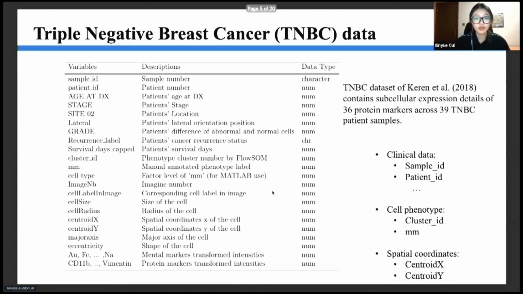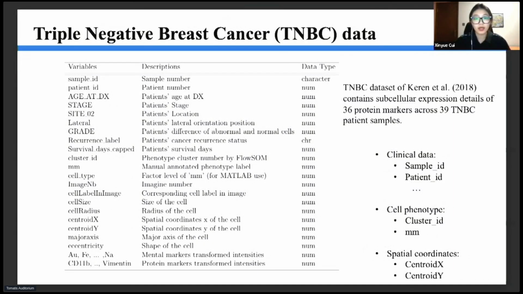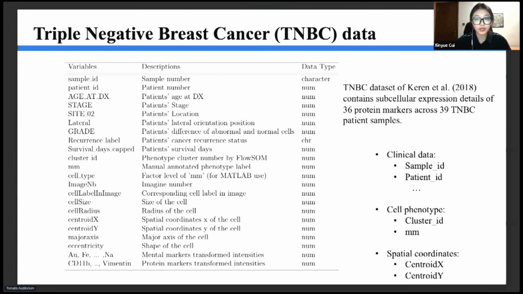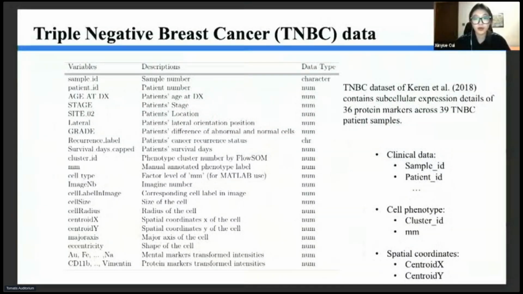So now let's look at the data set used in the thesis. The triple negative breast cancer TNBC dataset is by Carey, and this contains 39 TNBC patient samples and subsequent expression details for 36 proteins. This data includes variables like sample ID and patient ID, which correspond to the clinical image, and each sample includes data on cells, their types, and the coordinates for cell centroids.